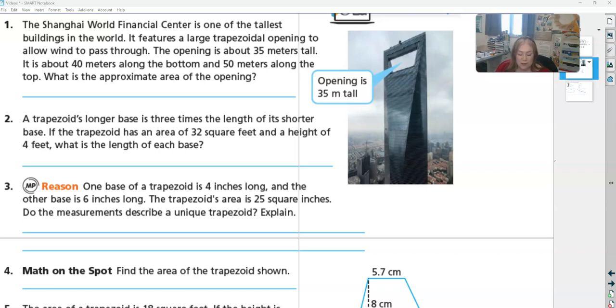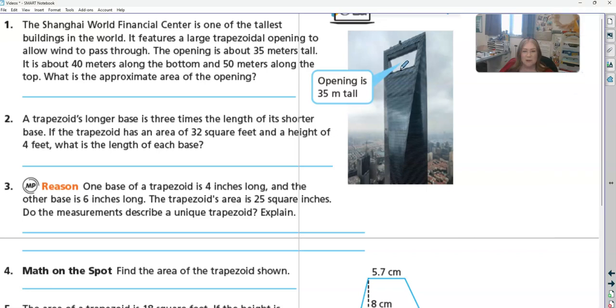For our 12.3 practice, you need to choose at least 6 of these problems to complete with me. So this says the Shanghai World Financial Center is one of the tallest buildings in the world. It features a large trapezoidal opening to allow wind to pass through. The opening is about 35 meters tall, so its height is 35. H is 35. It is about 40 meters on the bottom.